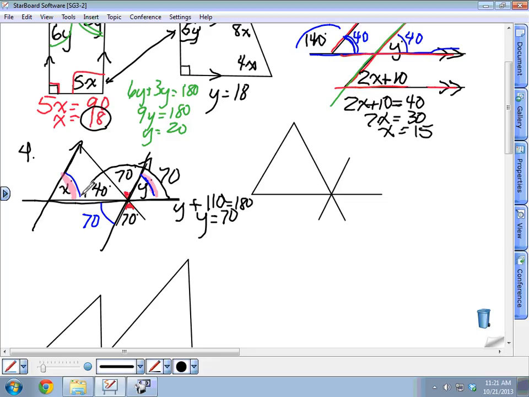Why would you do that though? Because it's alternate interior. It's just a different way of... Why would you go to that side of it? Just because they wanted to. Oh, okay.